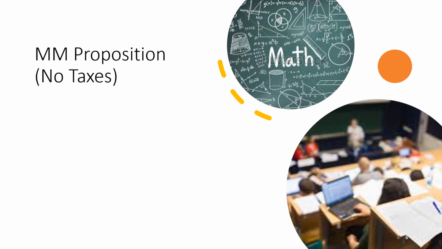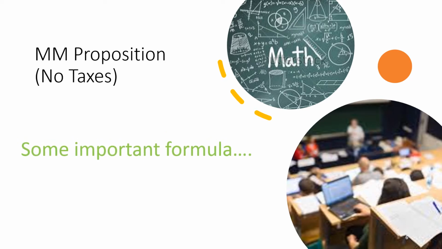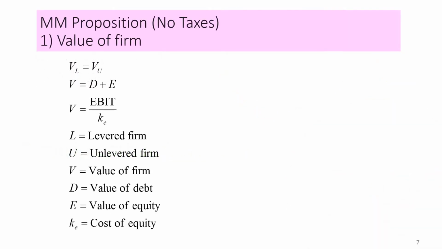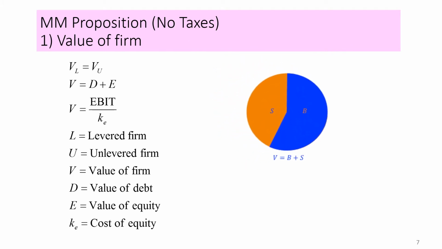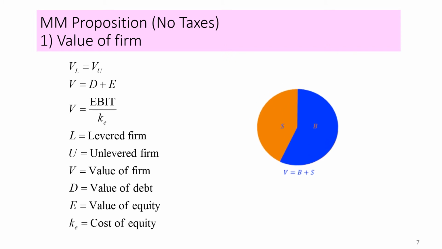In the next few slides, I'm going to explain to you some important formulas to calculate value of firm, cost of equity, and WACC under the propositions, assuming a world with no taxes. This formula shows you how to calculate value of firm. V stands for value of firm. The value of levered firm is the same as the value of unlevered firm. Value of firm is equal to value of debt plus value of equity.